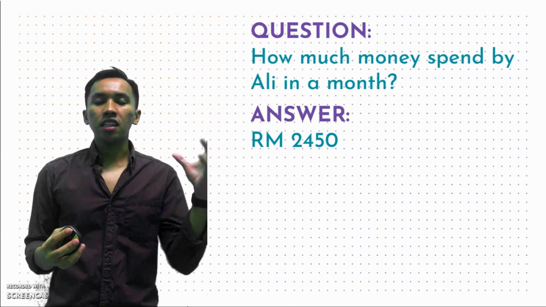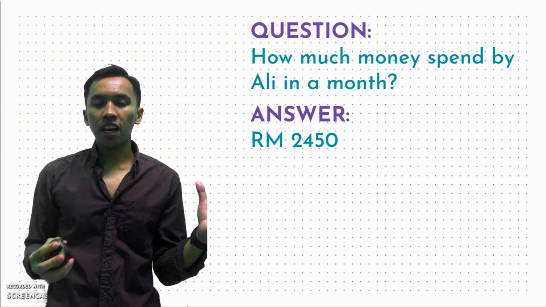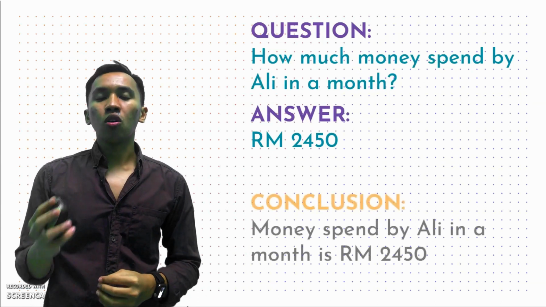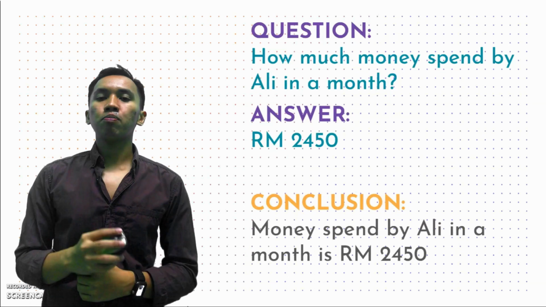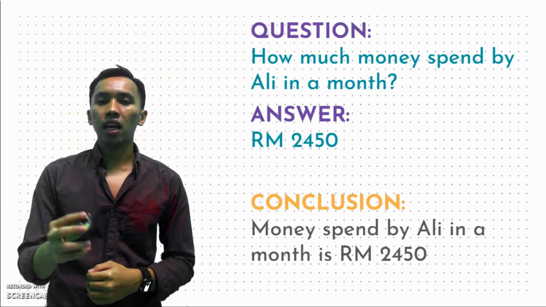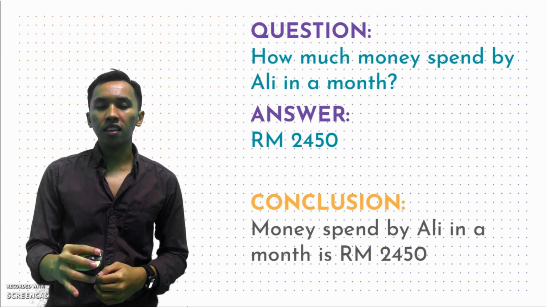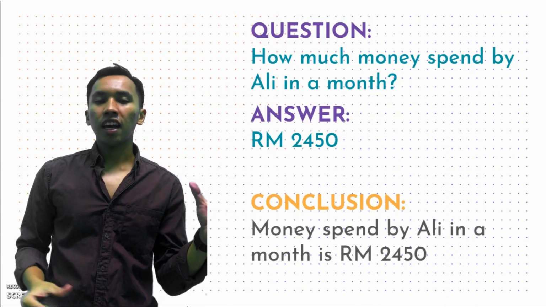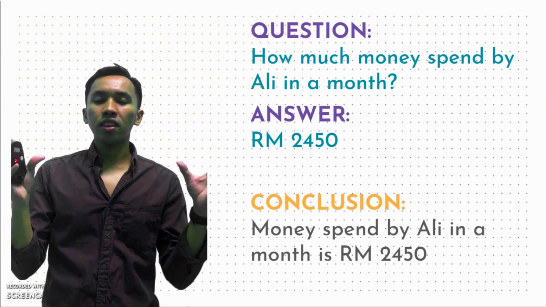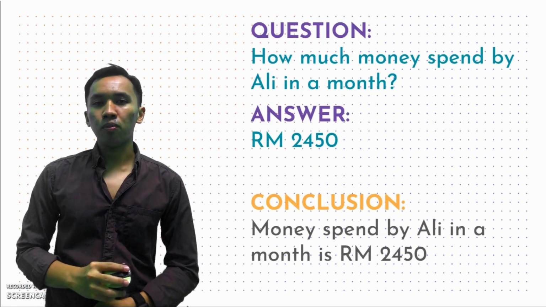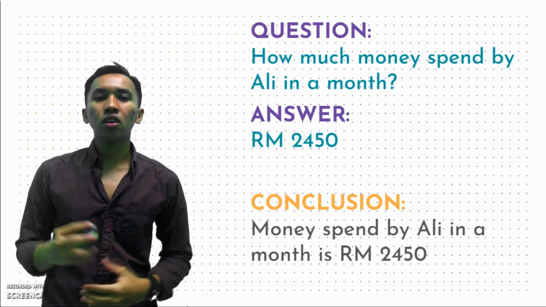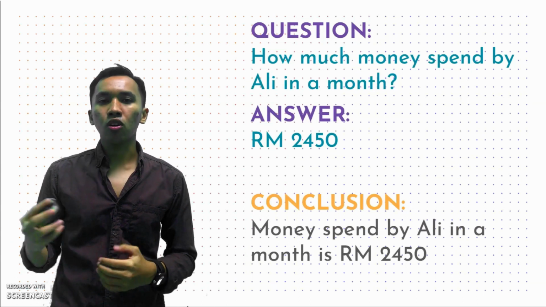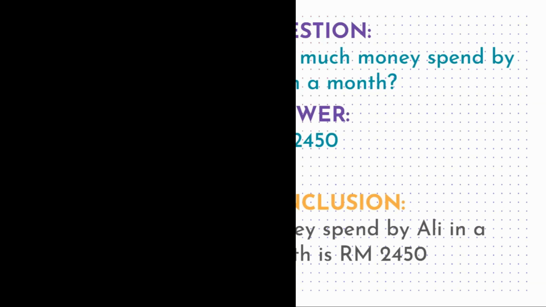You need to take the statement for the question and the answer to write a complete conclusion. So the conclusion will be: money spent by Ali in a month is RM2,450. You can see there is a statement for the question and the answer. So with these two things, you can write a complete conclusion. Later we will see how to write a complete conclusion from the real question.